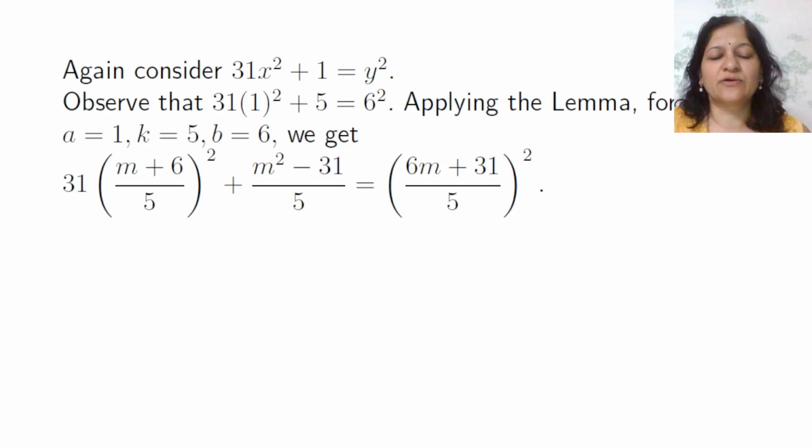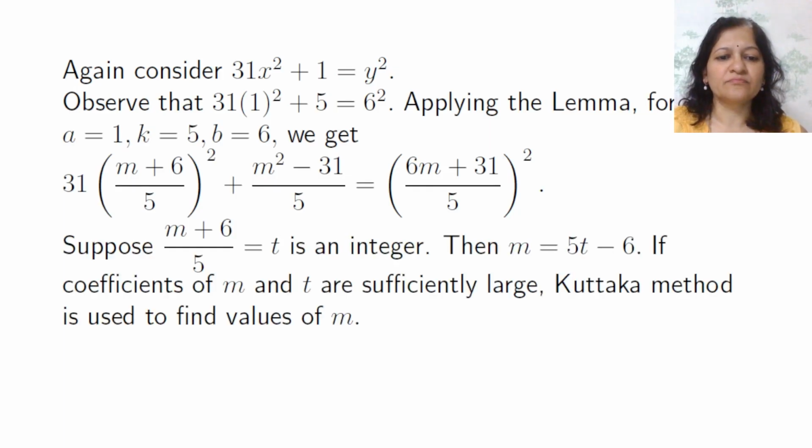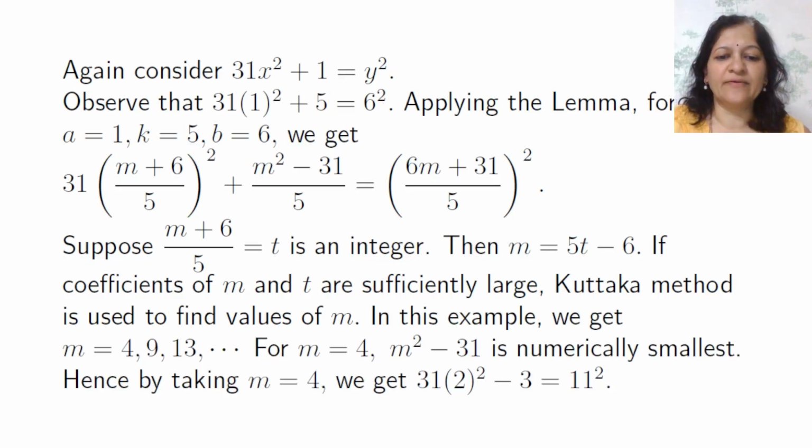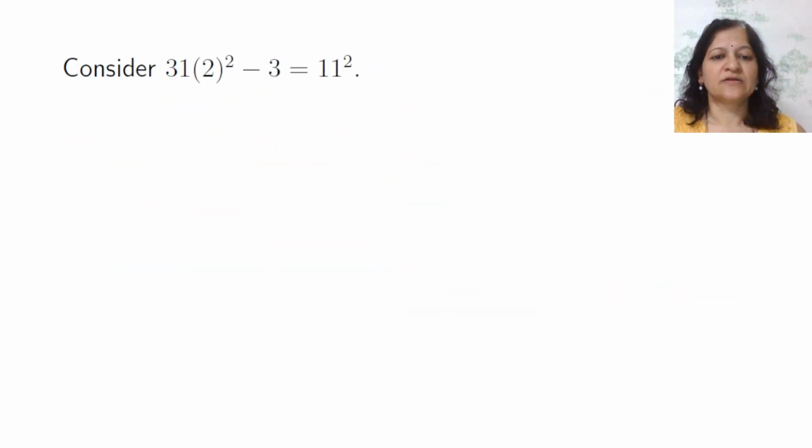Now apply the lemma to this auxiliary equation and we get this identity. Now if (m plus 6) upon 5 equal to 2 is an integer, then in this example we can find, for m equal to 4, m square minus 31 is numerically smallest. So consider the auxiliary equation 31x square minus 3 equal to y square. Now minus 3 means we can't use Tulya Bhavana, so we have to again apply the same lemma to this auxiliary equation. So consider this auxiliary equation and apply the lemma.